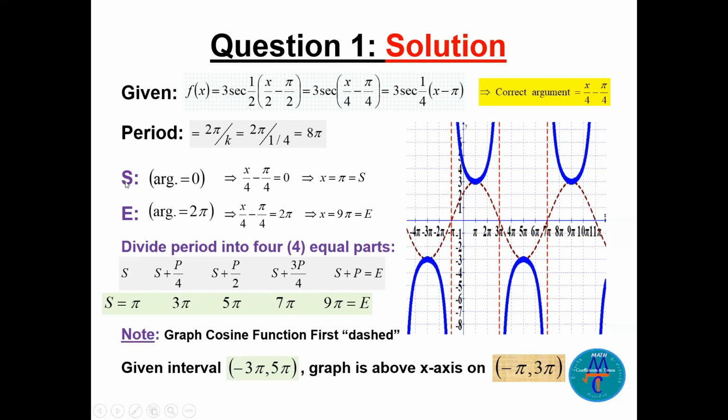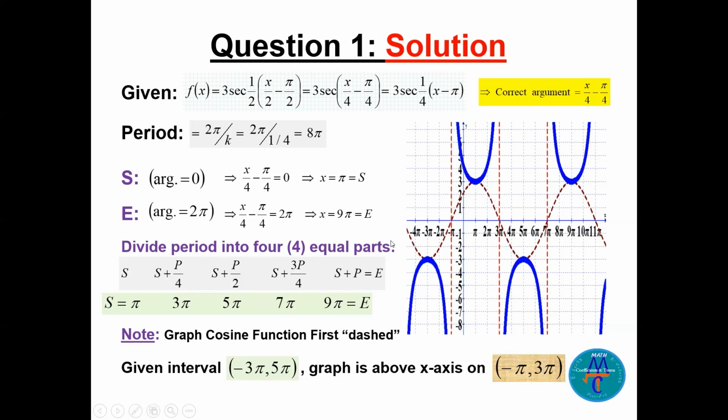Also, we can find the starting point. Put the argument equal to 0. x over 4 minus pi over 4 is equal to 0. x will be pi. So the graph will start from pi for the basic period. For the ending, put the argument equals 2 pi. So x will be 9 pi. See, the 9 pi is there. So from pi, see, this is the cosine until 9 pi.